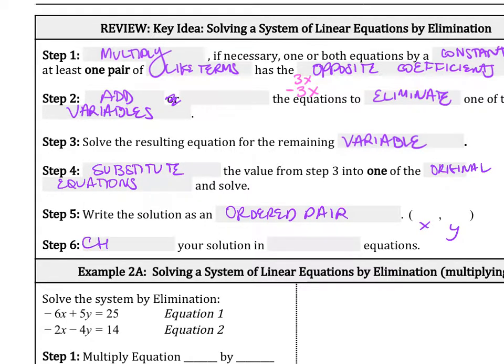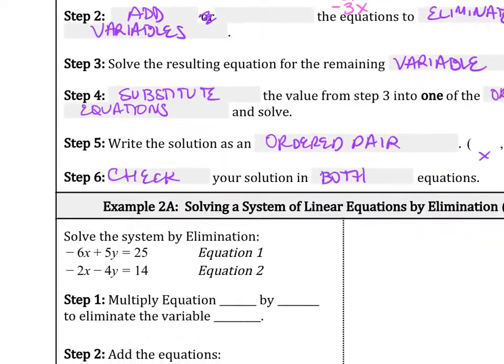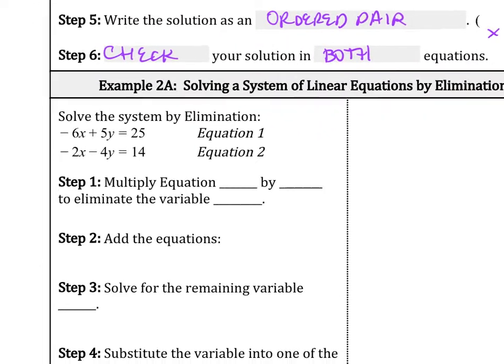Step 6, you should always check your solution in both equations. Sometimes what happens is you check in only one, and then when you're checking the other one, you notice that it is incorrect. So if it doesn't work in both, then it is not the correct solution.